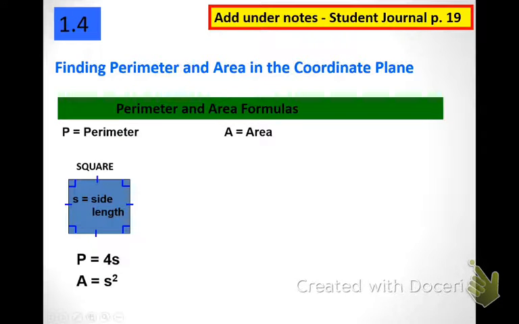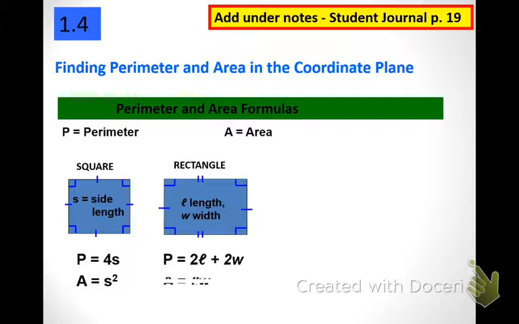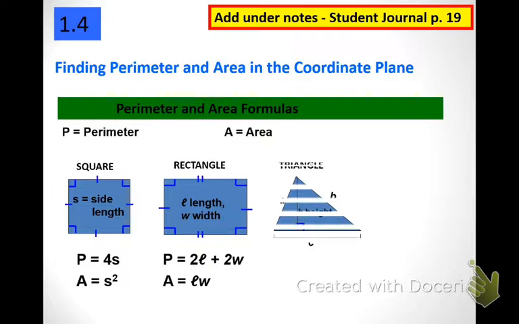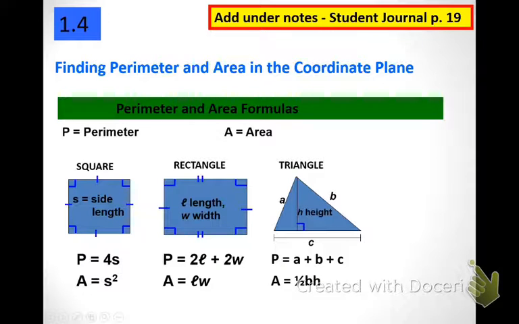Area formula is sides squared. You do want to write that down, just to refresh your memory, because you should know this. Area is sides squared. Of a rectangle, it is length times width. Length times width. And a triangle. This one is literally the hardest for students. That's a right triangle. 1/2 base times the height. That's Pythagorean theorem. 1/2 the base times the height.